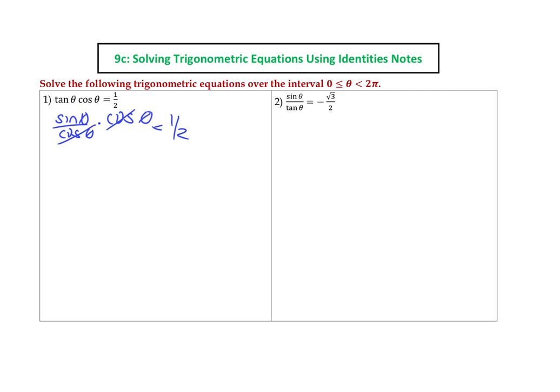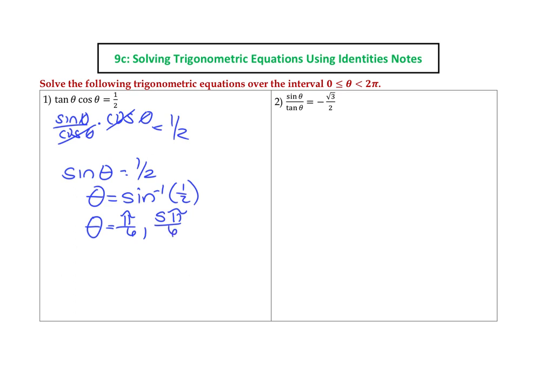Well, the cosine thetas factor out. So I'm left with sine theta equals 1/2. So take the inverse of both sides. So arc sine 1/2. So now when sine is positive, it's in quadrant 1 and quadrant 2. And that would be at pi over 6, which is in quadrant 1, and 5 pi over 6, which is in quadrant 2.